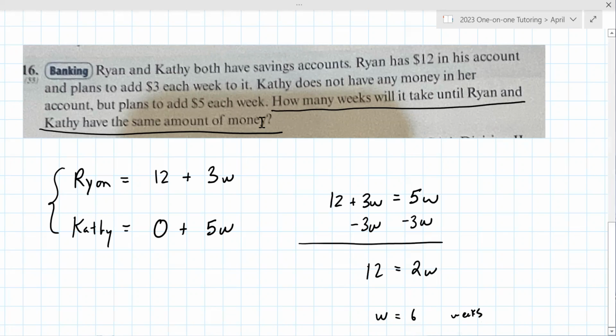They need to work a lot harder. That's not very much money in a savings account. Not going to get you very far in life.